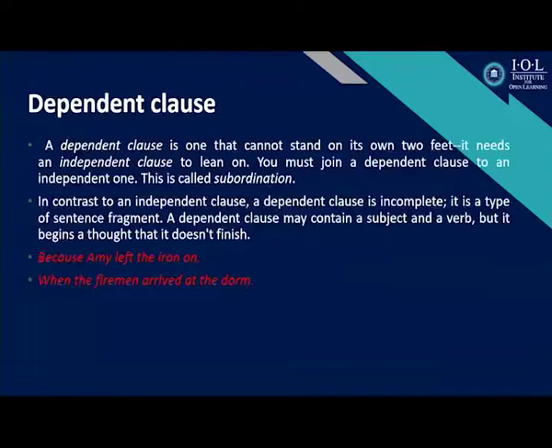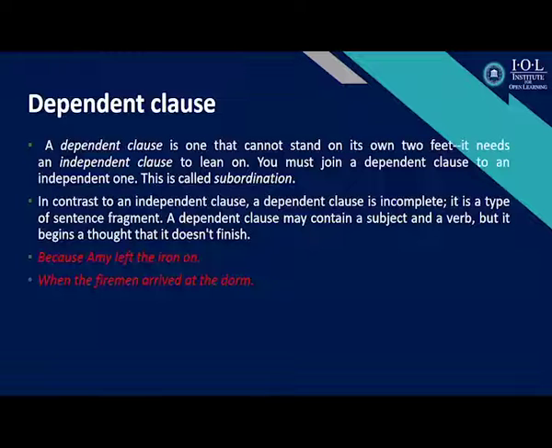And then we have the dependent clause. We say a dependent clause is one that cannot stand on its own two feet. It needs an independent clause to lean on. You must join a dependent clause to an independent clause for it to have meaning. This is called subordination. In contrast to an independent clause, a dependent clause is incomplete.